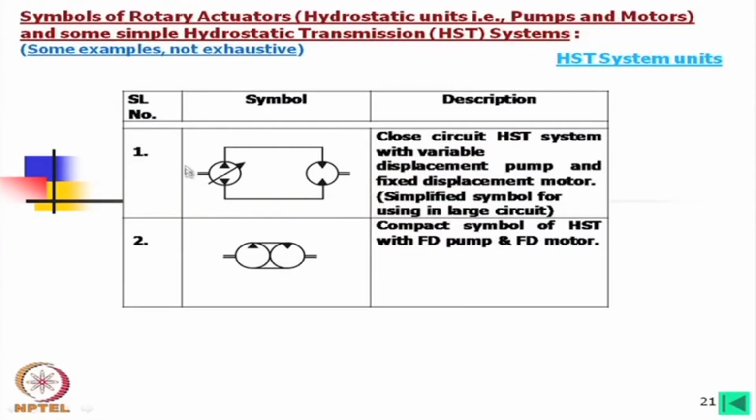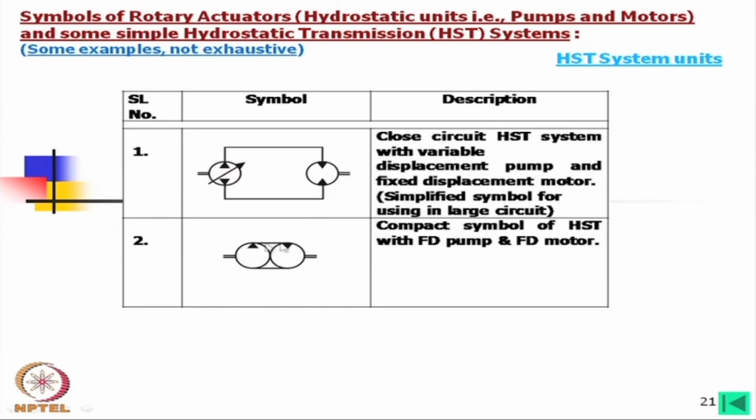Now, this is a closed circuit with a variable pump and fixed displacement motor. In many cases you will find that, instead of piping connections, there is simply one input and another output. This is the pump side, which you have connected to a prime mover rotating at a constant speed, whereby by manipulating something in between, you may find variable output also.